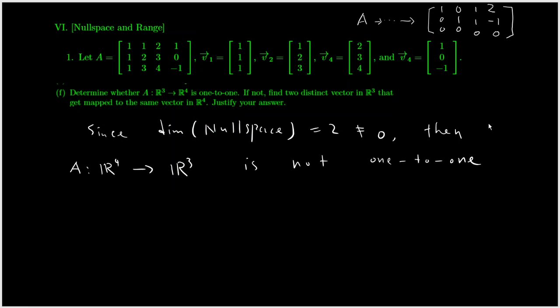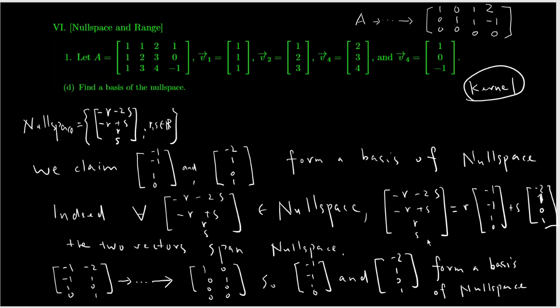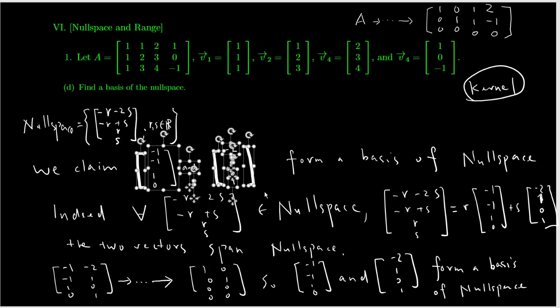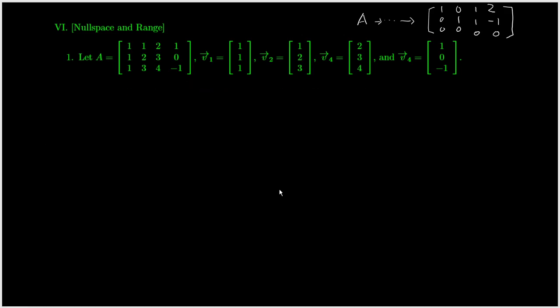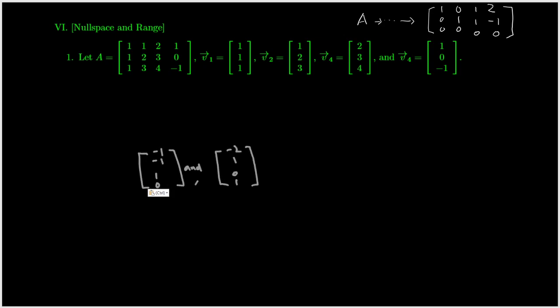So good enough. To convince you, you have to find two different vectors that are mapped to the same vector. To find two different vectors is simple now. You just choose any two non-zero vectors from the null space. Okay. So how about we just use the two basis vectors? I'm kind of running faster than normal. I hope you can follow though.